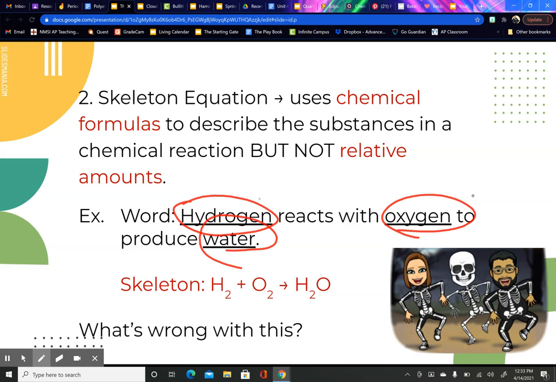I also know that hydrogen is diatomic. Sorry. Donna Hare to the front office. Donna Hare to the front office.